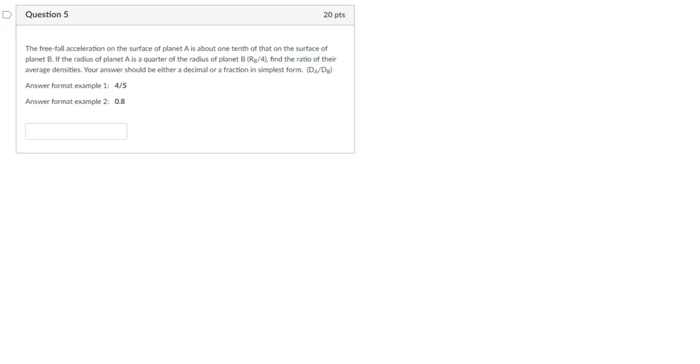Alright, so here we have a troublesome quiz question. So let's see if we can work our way through this. First off, it tells us that the acceleration due to gravity on the surface of planet A is about 1/10 that of the acceleration on the surface of planet B. So what that's telling us is that the value of g on planet A is 1/10 the g on planet B.